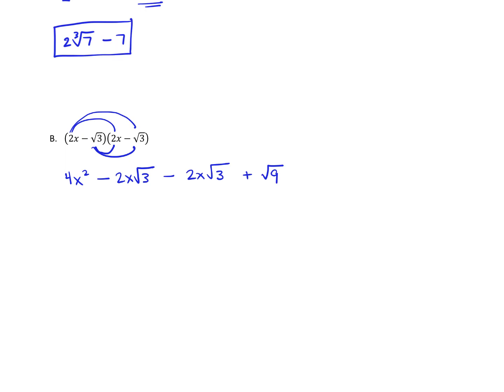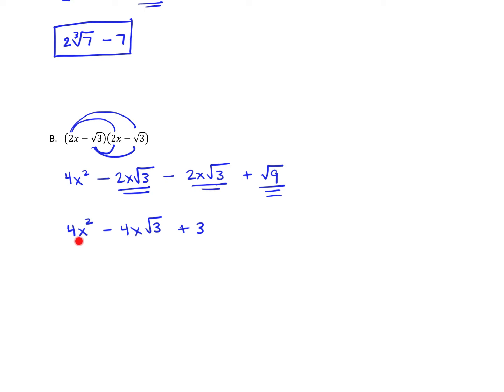Now to simplify, I see the 4x squared doesn't have any like terms to combine with. But here, this term has a root 3 and this term has a root 3, so we can combine those. You've got negative 2x minus another 2x. That's just going to be a negative 4x root 3. And then the square root of 9, we know the square root of 9 is 3, so we can say plus 3.